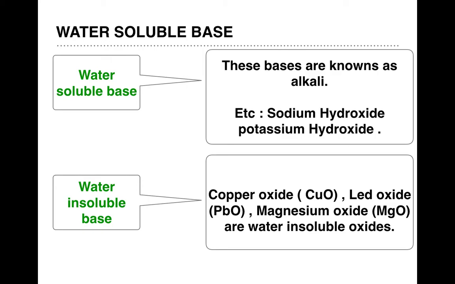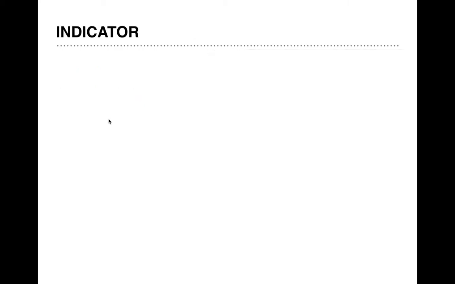The answer is alkali is a kind of base which is water soluble. So all alkalis have to be bases. But all bases are not alkali because all bases are not soluble in water. There are bases which are not soluble in water, like copper oxide, like lead oxide. So these are not alkali, right? So this is the difference.